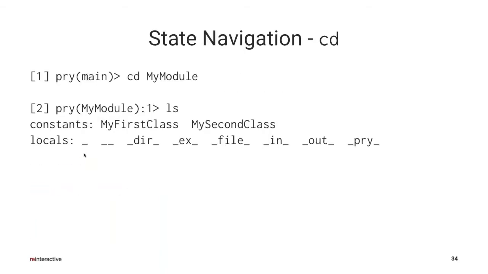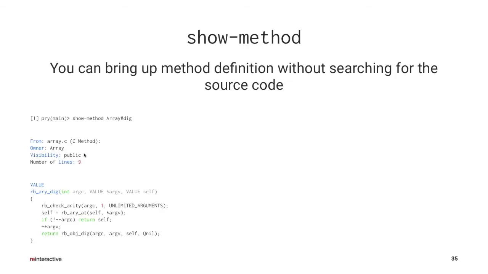Once you are inside the folder or the class, or you know the method that you're looking at, you can use a method called show-method, which basically brings the method definition without going and searching for the source code.